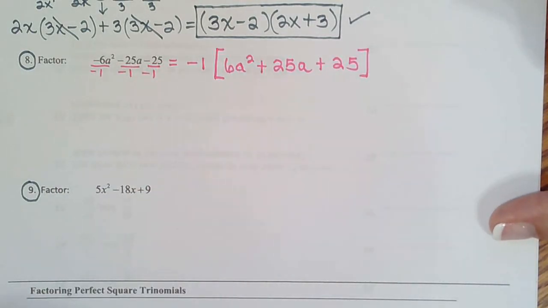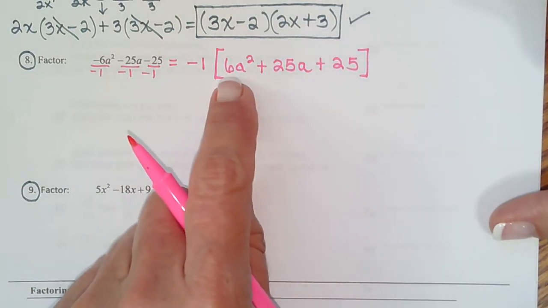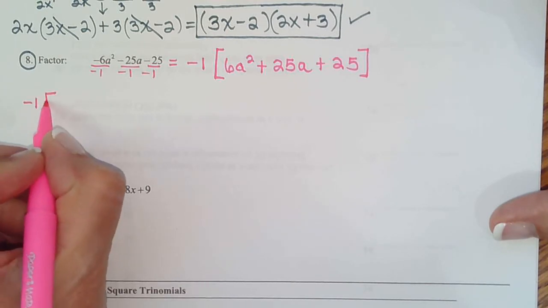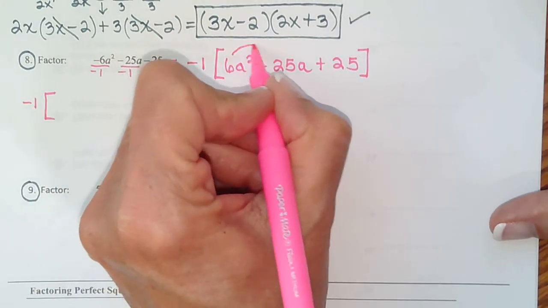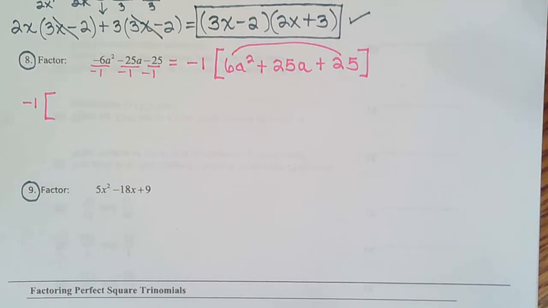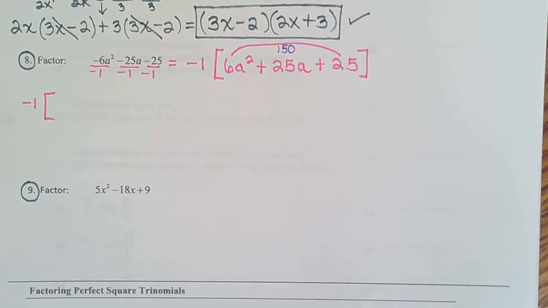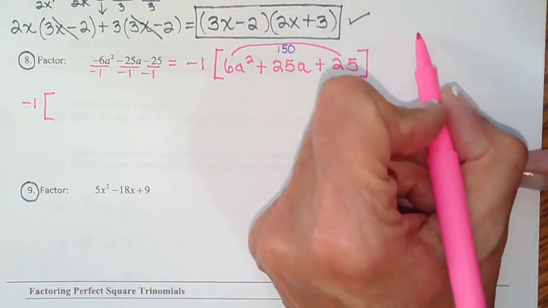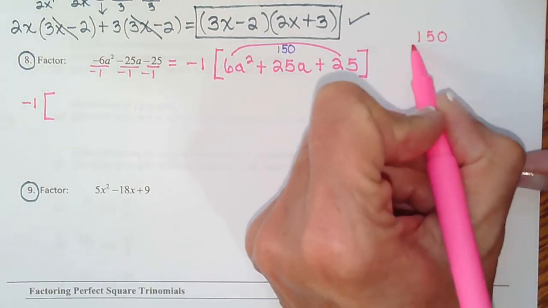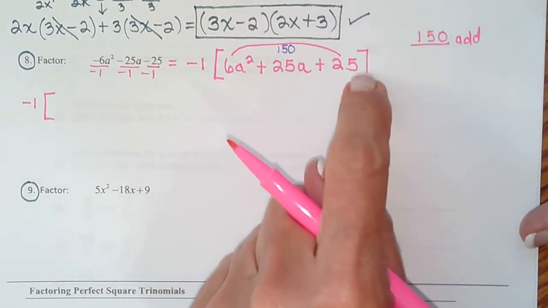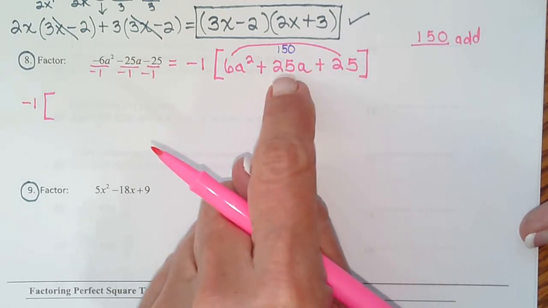So now I see that this is an AC problem because my leading coefficient's not 1. So I'm going to keep my -1 outside. I'm going to do factors of 6 times 25. What would that be? 150? So I'm looking for factors of 150 that add. So read the problem backwards. Factors of 150 that add to 25.